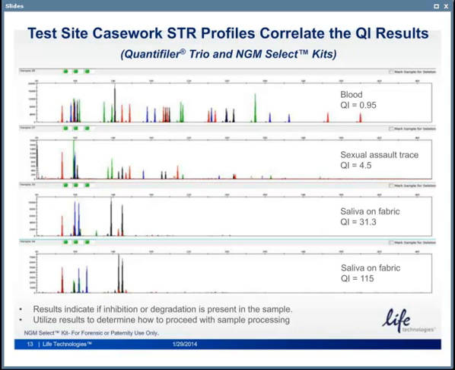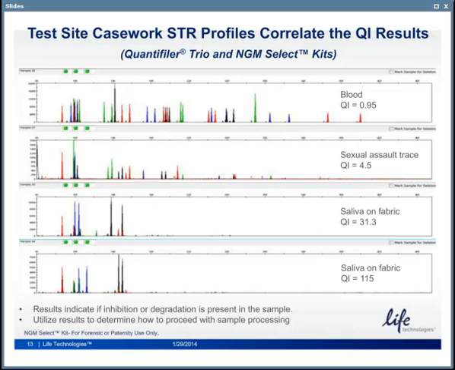So showing this new quality index in practice, this is NGM Select kit results. And in the first panel, I'm showing a blood sample, which has a quality index of roughly 1, which is what you would expect to obtain if a sample was not degraded. And you can see in this first panel that there is not a ski slope effect, that the peak heights are relatively consistent. For the second panel, this is a sexual assault trace, and this is medium level of degradation.